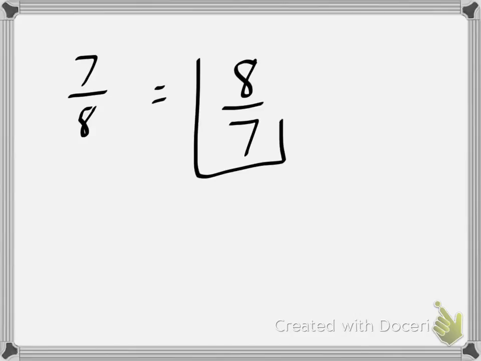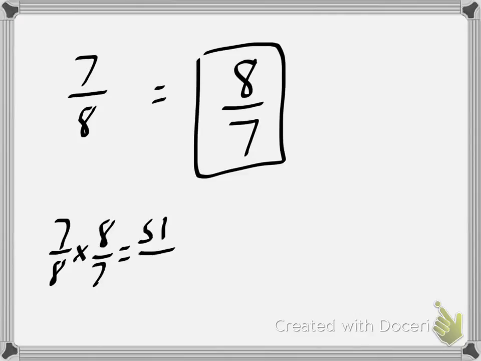Our last one, number 14, says the reciprocal of 7/8. And so once again, a reciprocal is simply flipping that, so it's 8/7. Any number times its reciprocal has to equal 1. So 56 over 56 equals 1. And we could also cancel. 7 and 7 would both become 1s, and 8 and 8 would both become 1s.